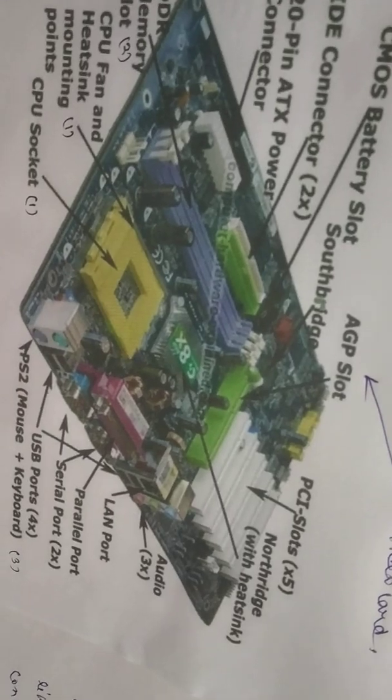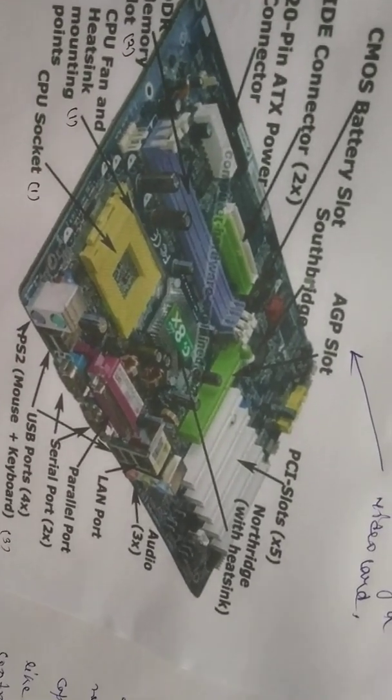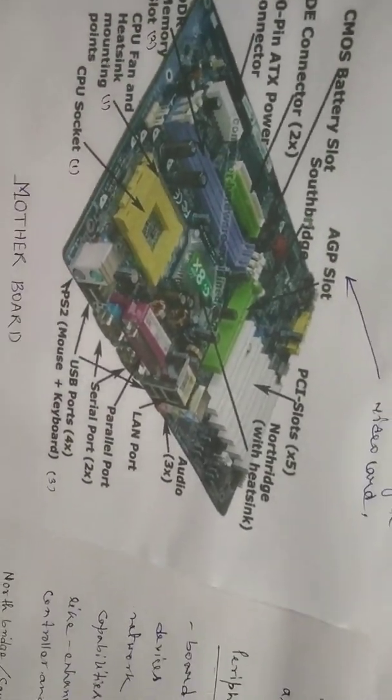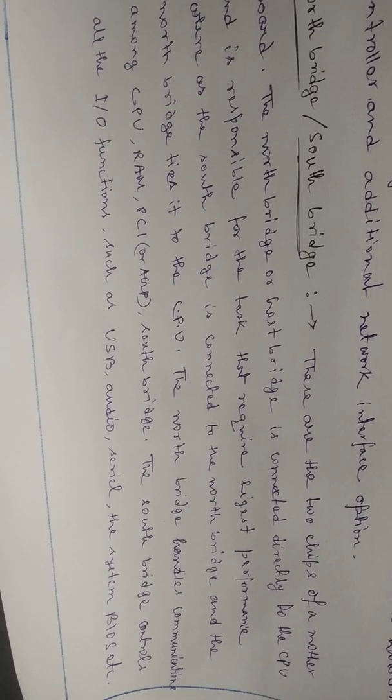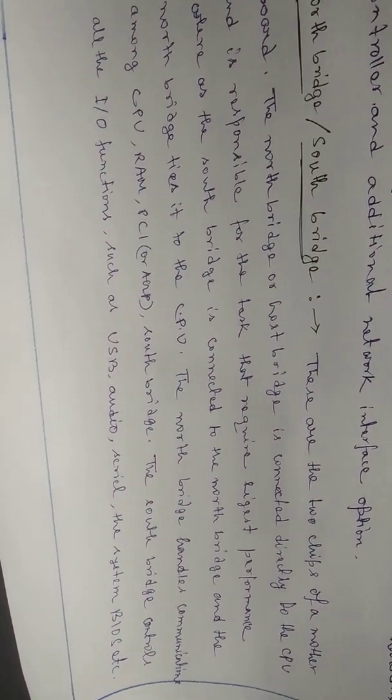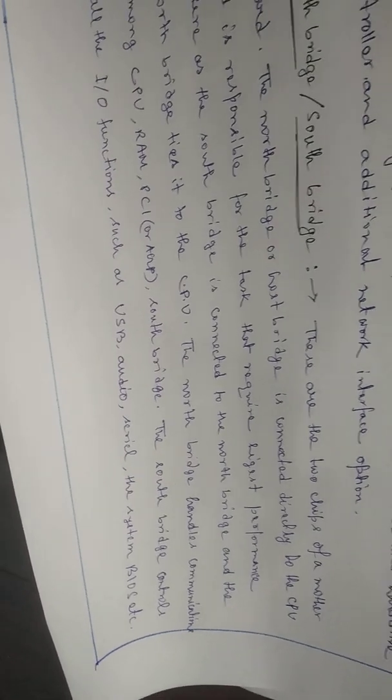So beside the CPU chip, a motherboard has also another two chips. One is south bridge and another is north bridge. See, the north bridge is closer to the CPU and the south bridge is at distance, but both are required to enhance the performance of the motherboard. The south bridge is responsible for controlling all the input-output devices. It receives signals from the input-output devices. The south bridge controls all the input-output functions such as USB, audio, serial, system BIOS, etc.